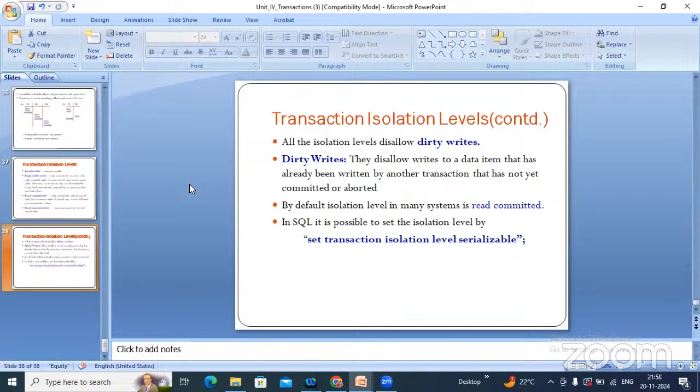So concurrency control techniques. Concurrency is the process of managing simultaneous execution of transactions in a shared database. Like if you are going to an ATM, different people are accessing it at the same time.